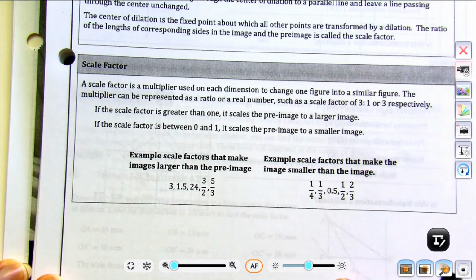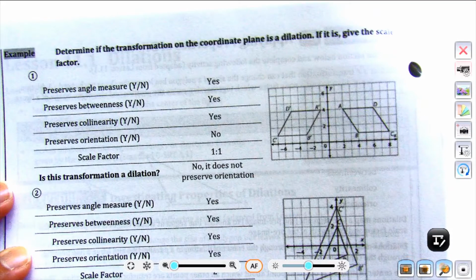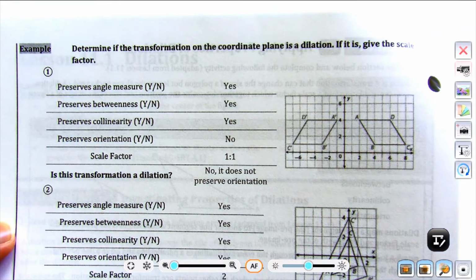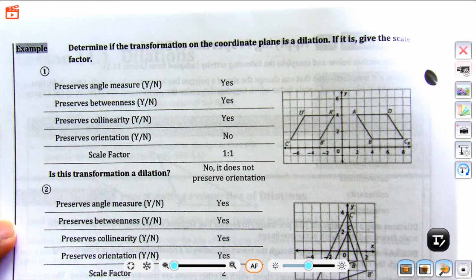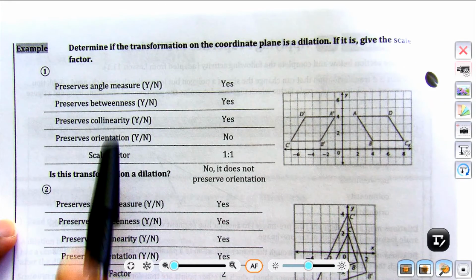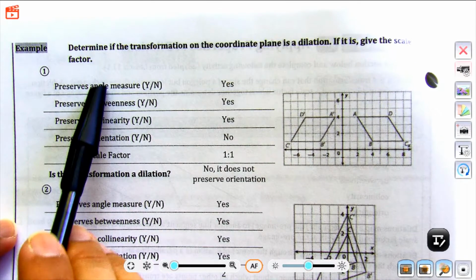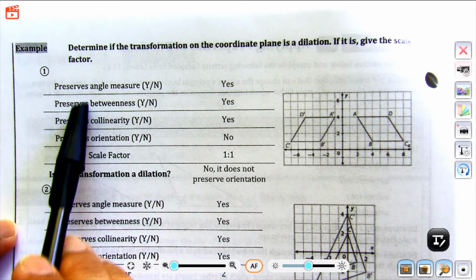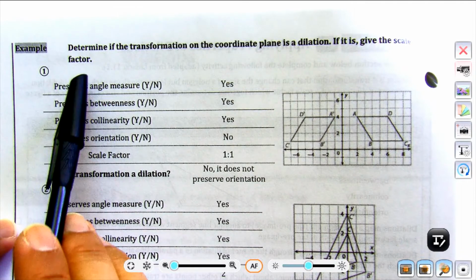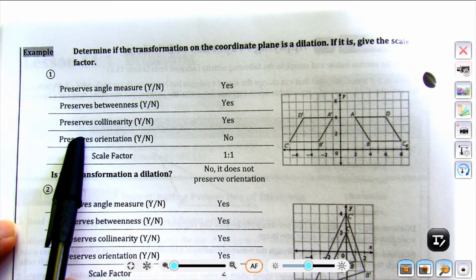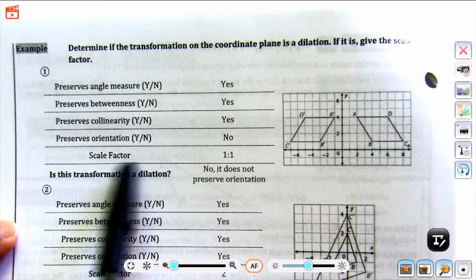So in this example, they want us to determine if the transformation on the coordinate plane is a dilation. If it is, give the scale factor. So, like we said about the properties of dilation, we have to cover these 4 criteria, and if we get yeses on each one, then we know this is a dilation, and then we can find the scale factor. But if one of these does not work, we don't need to worry about the scale factor because these two are not dilated. But let's look at each one.